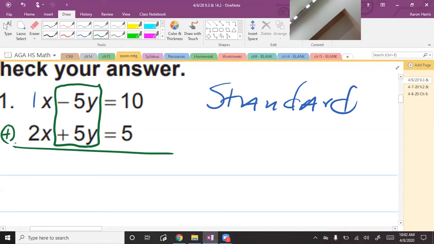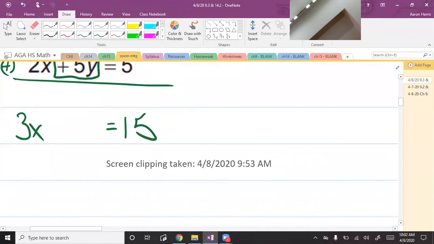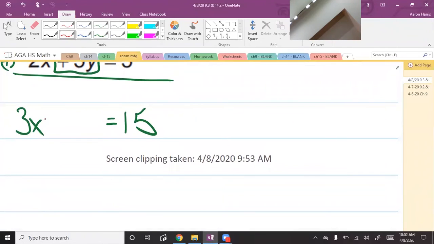Additive inverse. So now 1 plus 2 is what? 3x. -5 plus a +5 is just 0. Bring down the equal sign. 10 plus 5 is what? 15. How many variables are left? Just 1. So I know how to solve for 1 by using the what? 4 steps. If I'm ever solving for a variable, use the 4 steps.